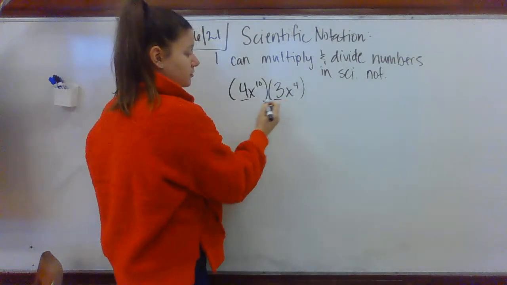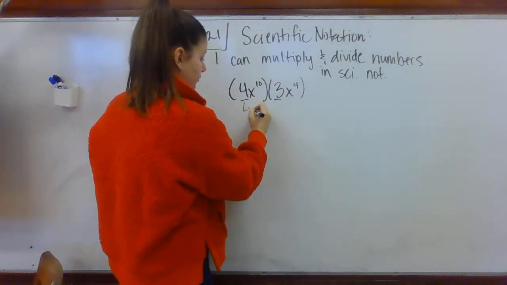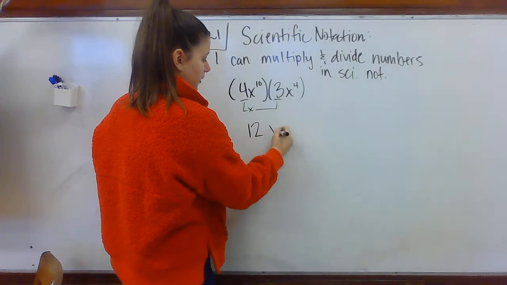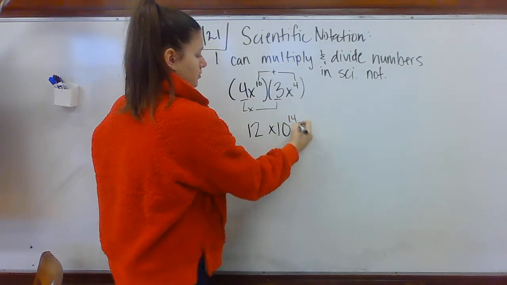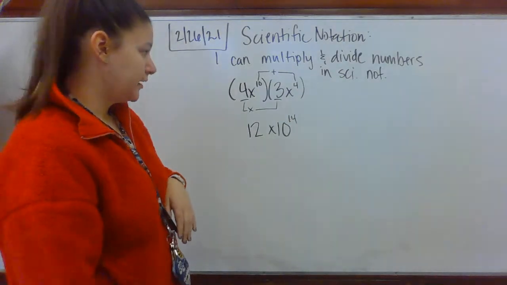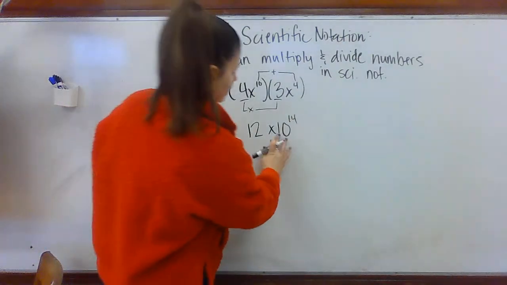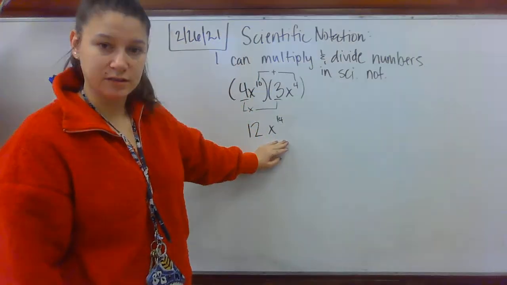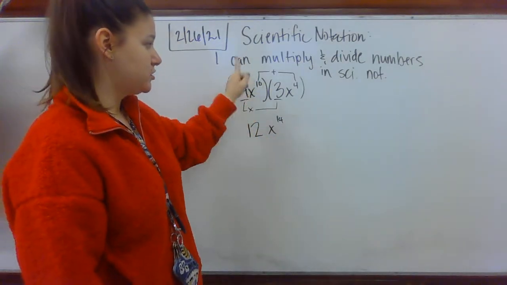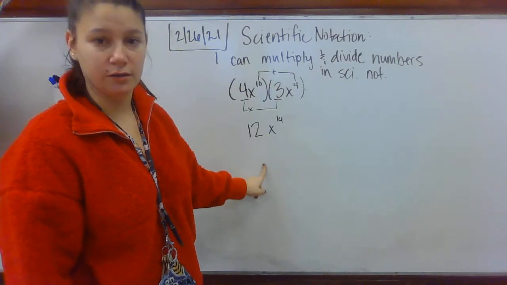These are the coefficients, 4 and 3. You have to multiply those, that gives me 12, and you have to add these exponents, which gives me 14, okay? Oh, it's not times 10, my bad. It's just 12x to the 14th, okay? Multiply the coefficients, add the exponents. You already know how to do this.